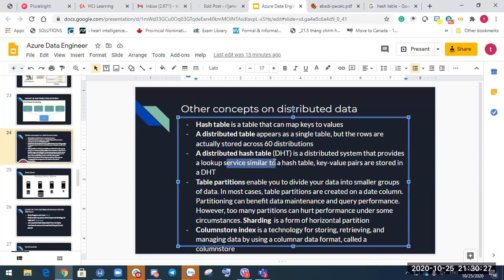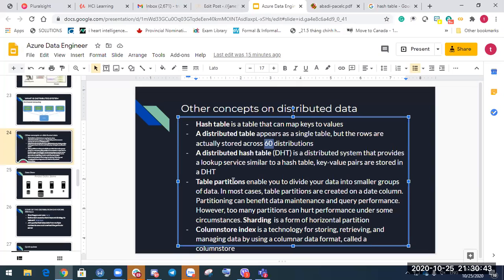That means it appears as a single table, but the rows are actually stored across distributions. The 60 here is actually the Azure way. Normally you don't have the set number of 60.